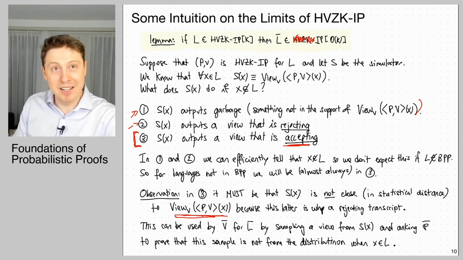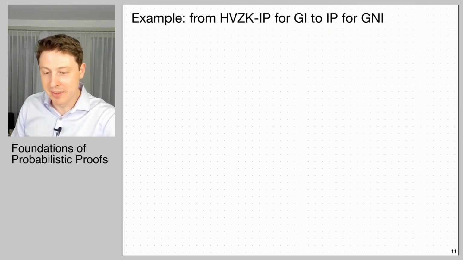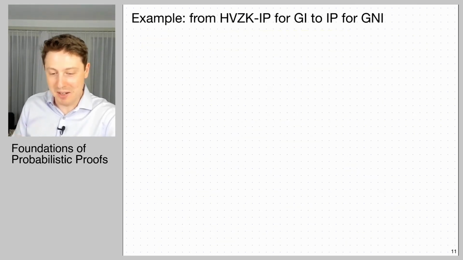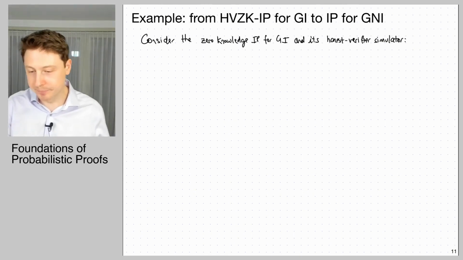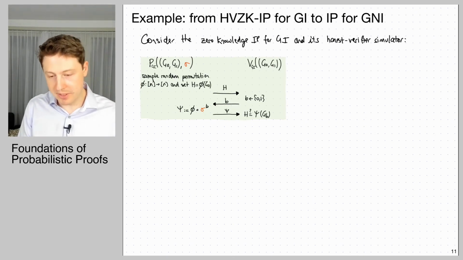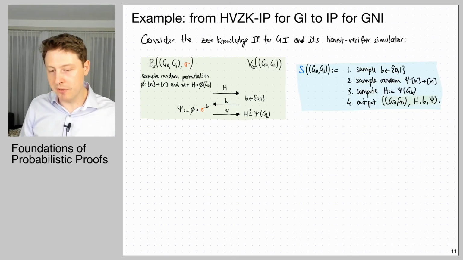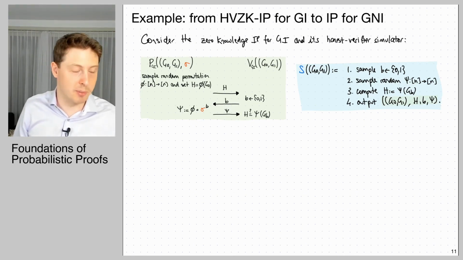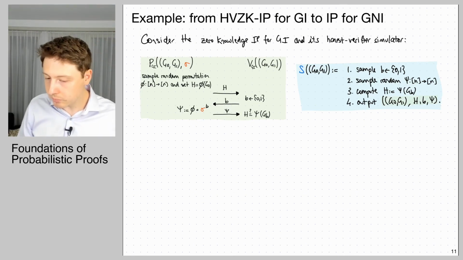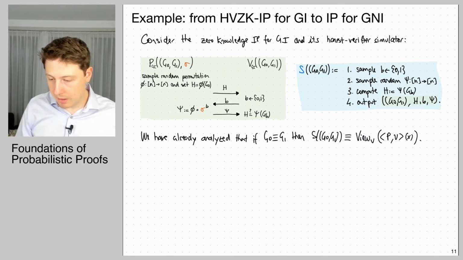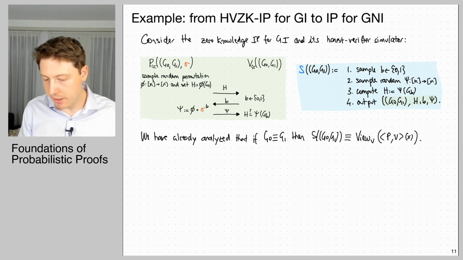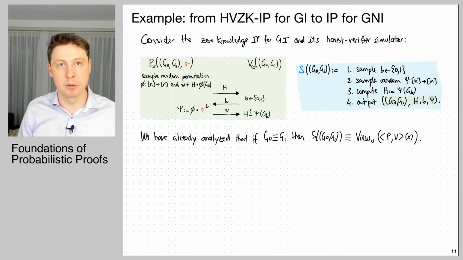Now, let's come back for the nth time to graph isomorphism, and we'll see something pretty interesting. So consider the zero-knowledge interactive proof for graph isomorphism. Here it is. That's the one we studied today. And here is its honest-verifier simulator, because remember, we're just talking about the honest verifier for right now. All right, so we have already learned that if the two graphs are isomorphic, this simulator right here does the right thing. It outputs a sample from this distribution. We analyzed that earlier.